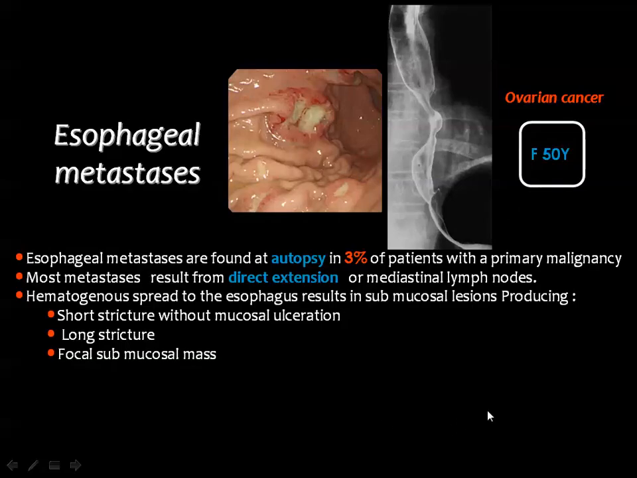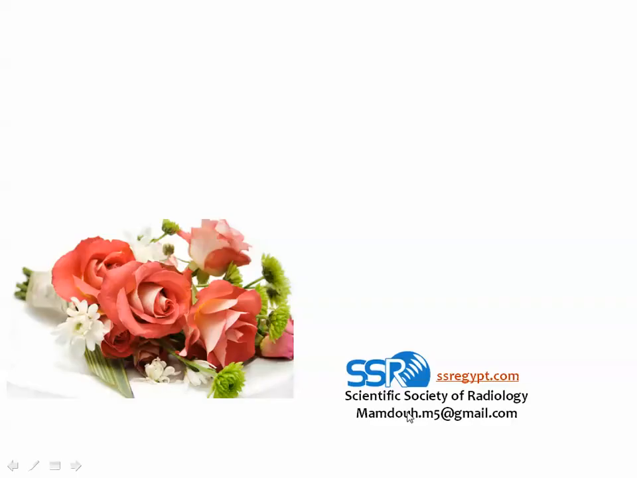Finally, the esophageal metastatic deposits are discovered at autopsy in about 3% of patients with primary malignancies, and metastasis may occur by direct extension from mediastinal structures or from mediastinal nodes, and can also occur by hematogenous spread to the esophagus. They usually appear as a short or long stricture, and even sometimes they can appear as a submucosal mass. The clue for diagnosis is the presence of primary malignancy, which can support the diagnosis of metastatic deposit.